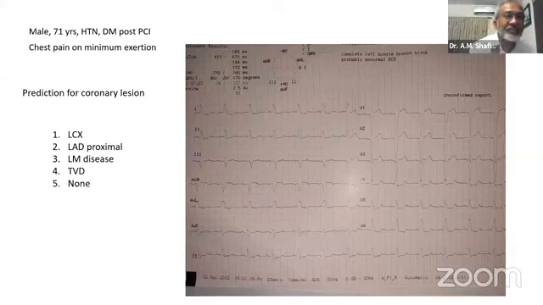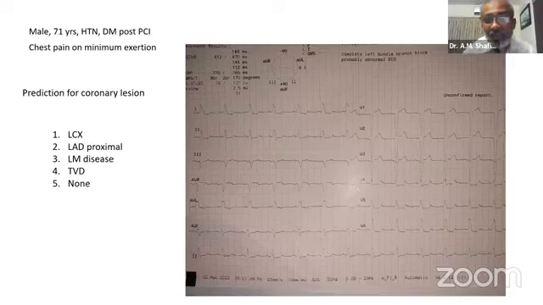This is an ECG, male, 71 years, hypertension, diabetes, post-PCI patient, chest pain on minimum exertion. I brought him to my chamber and did the angiogram. I just want to know what the coronary lesion would be for this patient: either LCX, LAD proximal, left main disease, triple vessel disease, or normal.